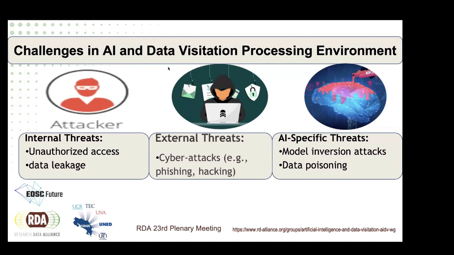Then we're also looking at the AI-specific threats, model inversion attacks and data poisoning, which happens most times in our real-time AI models, whereby the data sets and the models can be poisoned by data poisoning, or due to model inversion, you can have your model do something different from what you already planned for.